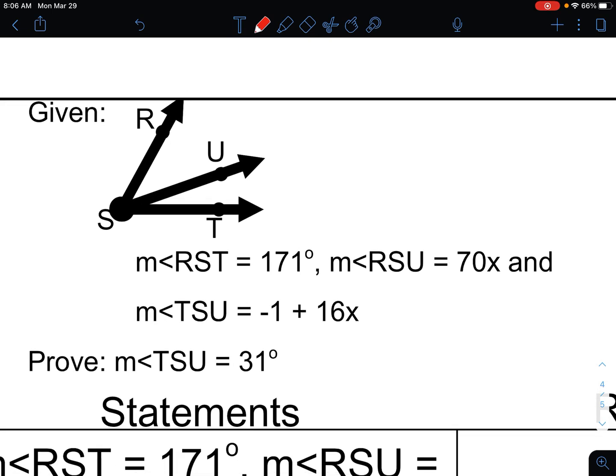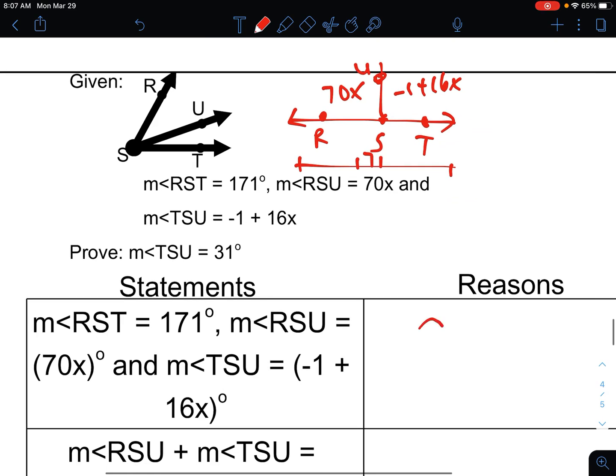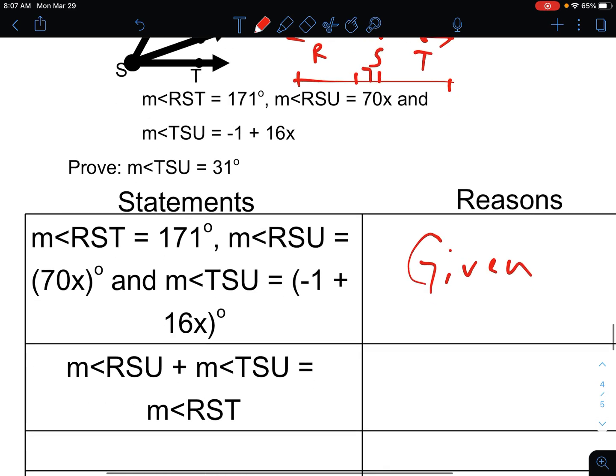They give us RST. Again, if you don't like looking at it like this, I draw out the big outside angle as the straight line so you can see what the whole entire thing is. And then this would be U here. So RSU would be on the left and UST would be on the right. And they give us RST is 171. So the whole thing is 171. RSU is 70x. And TSU or UST is -1 plus 16x. Right? So they gave us this.